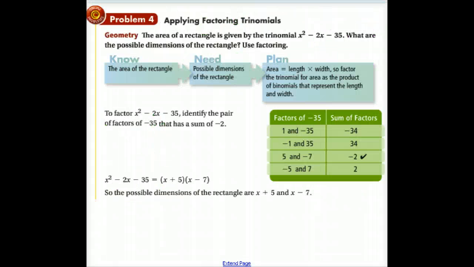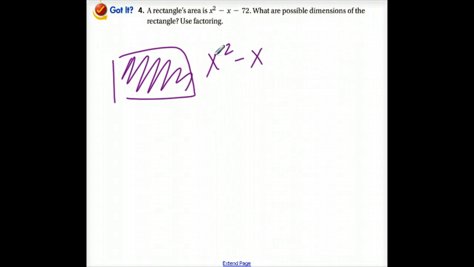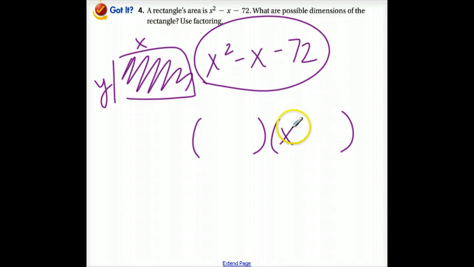Final example is just applying this to an area problem. So for example, a rectangle has an area of x squared minus x minus 72. What are possible dimensions of the rectangle? So what's the length and the width? Basically we want to factor this trinomial. Well, I can create two binomials, x and x. One could be the length, one could be the width.